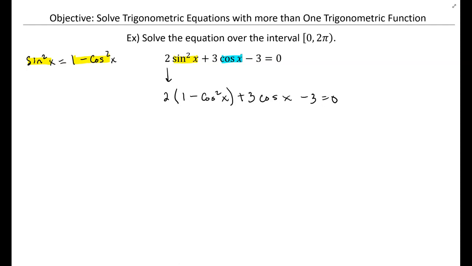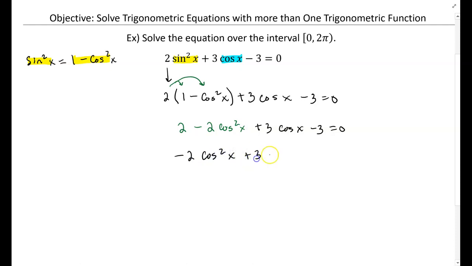Now after I distribute, we can factor. I'll distribute the 2 times the 1 and 2 times the 1 minus cosine squared. So we get 2 minus 2 cosine squared x plus 3 cosine x minus 3 is equal to 0. I will combine like terms. So I have negative 2 cosine squared x plus 3 cosine x, and 2 minus 3 gives us a negative 1.